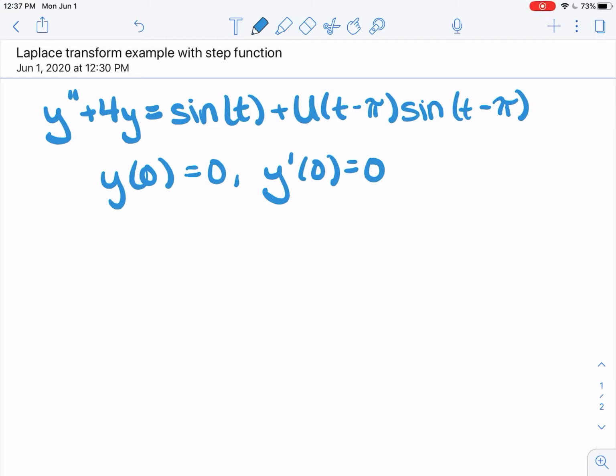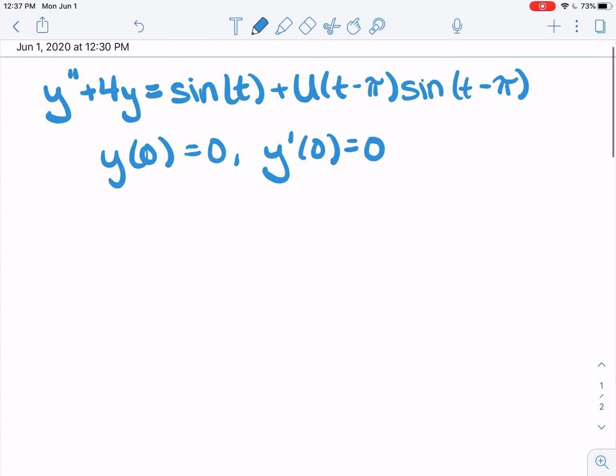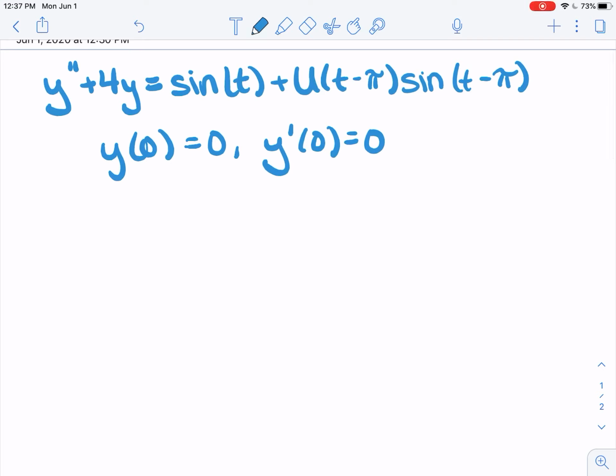All right, we're going to solve this Laplace transform differential equation problem. We have a step function as part of the non-homogeneous term on the right-hand side, and so we need to see an example of how to deal with that from start to finish. We've seen some examples of how to take Laplace transforms and how to do the inverse that comes out. But let's do a whole problem here.